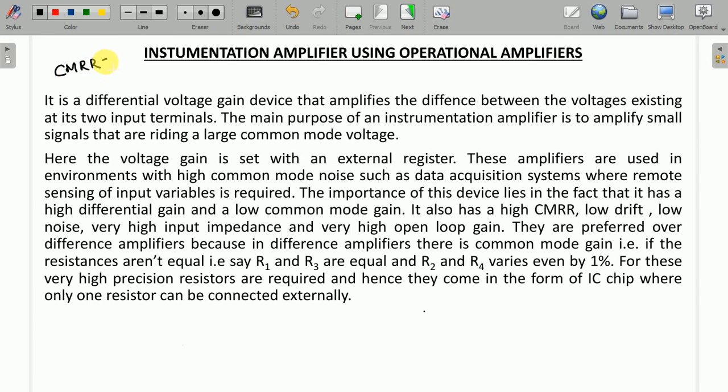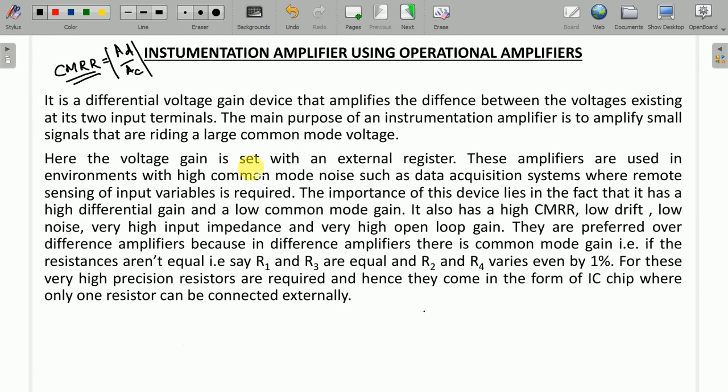What was CMRR? Common mode rejection ratio. तो ये common mode rejection ratio, that is nothing but AD by AC, difference gain divided by common mode gain. तो जितना ये gain कम होगा ये gain ज़्यादा होगा, definitely CMRR will be higher. So these devices, they have a very high common mode rejection ratio.